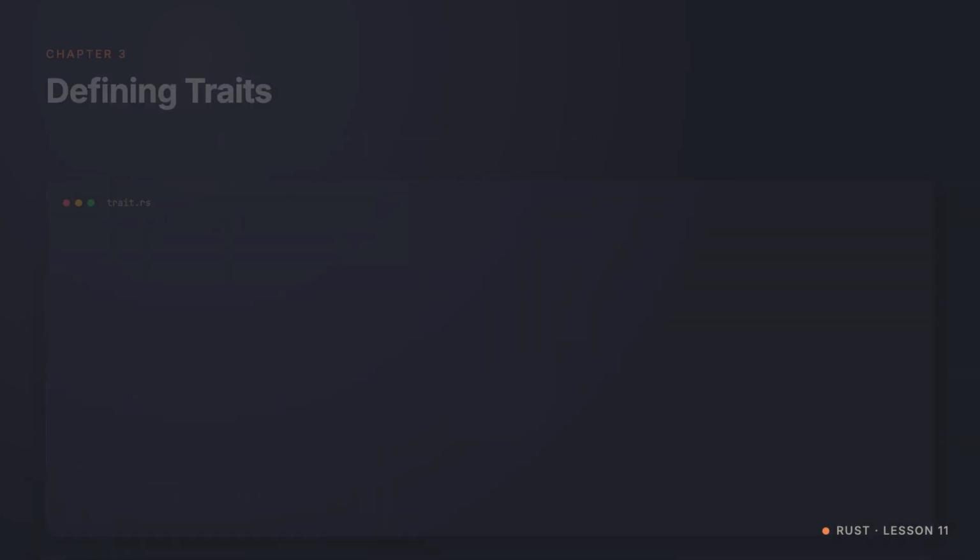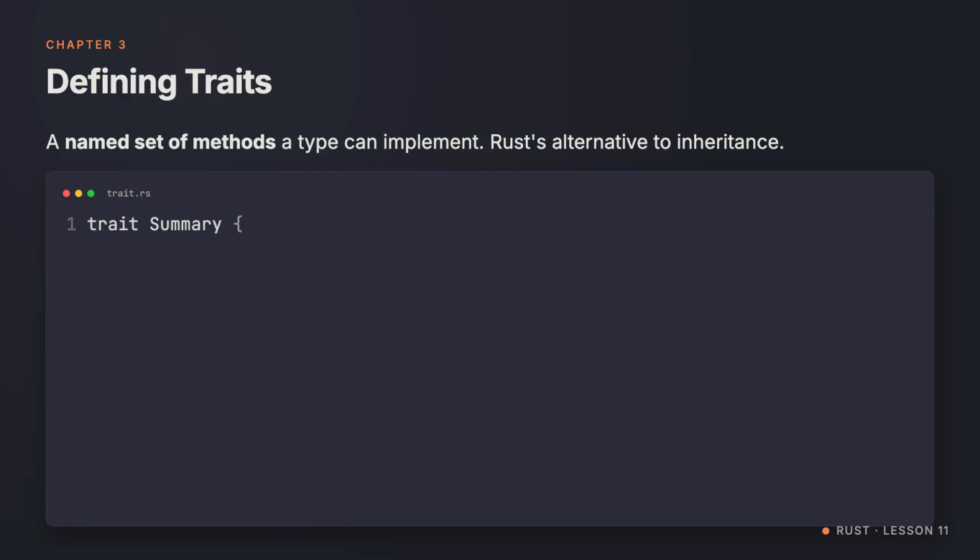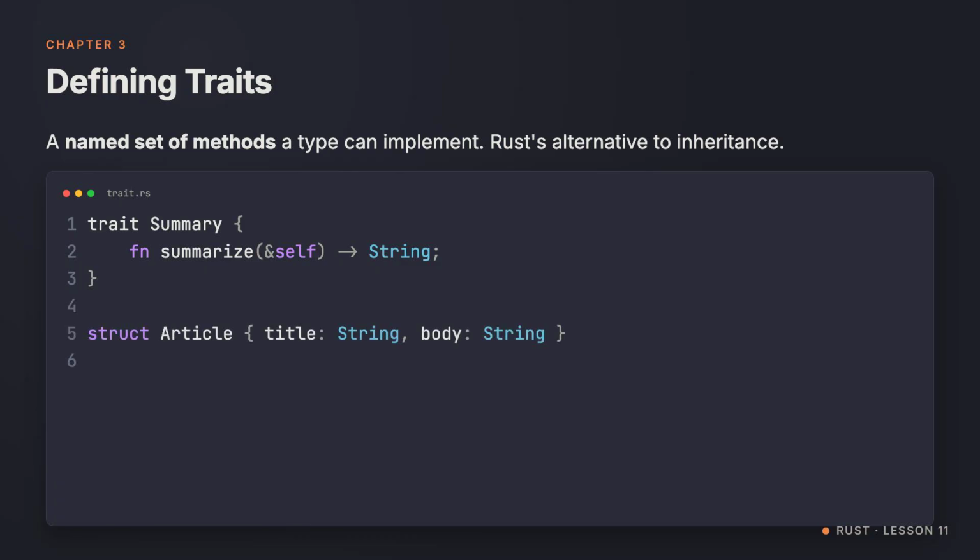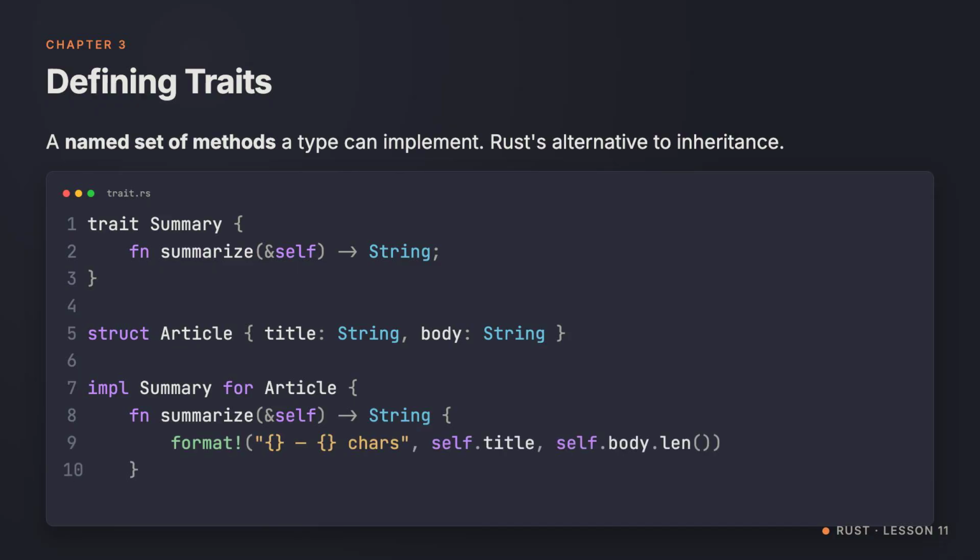A trait is a named collection of methods. You define it with the trait keyword, list the method signatures a type must provide to implement the trait, and then any type can opt into the trait by implementing those methods. This is how Rust models shared behavior. Not by inheritance, Rust doesn't have inheritance, but by each type explicitly opting in to a capability.